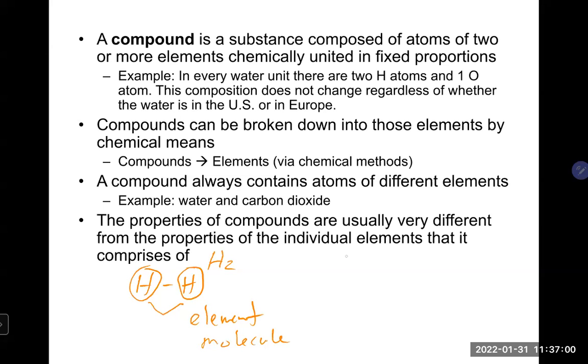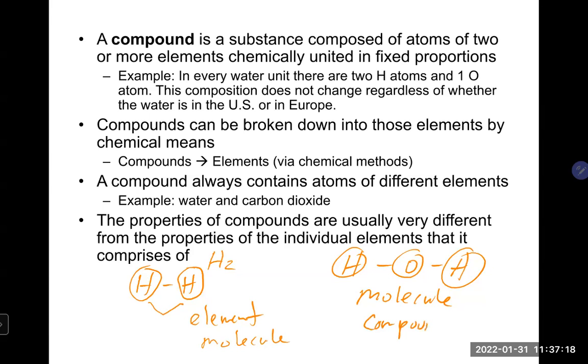When we look at something like water, which looks like this, I'll just kind of draw it like this for now. It is three atoms together, which means it also meets the basic definition of a molecule because it's two or more atoms together. It also meets the definition of a compound because it's two or more atoms of different elements together. It does not meet the definition of an element because it has two different elements involved.